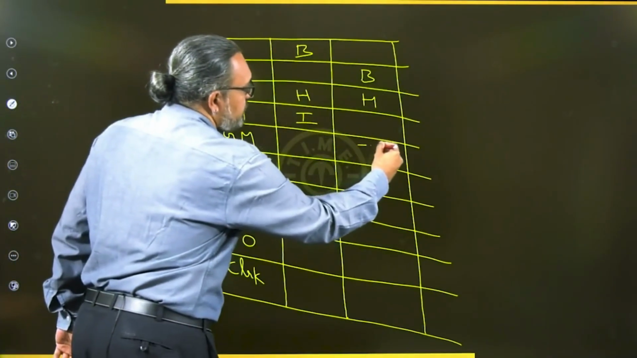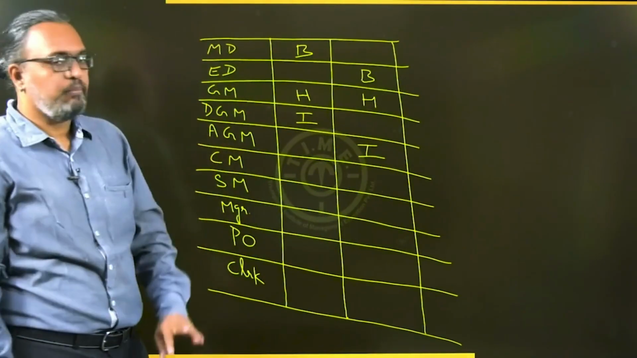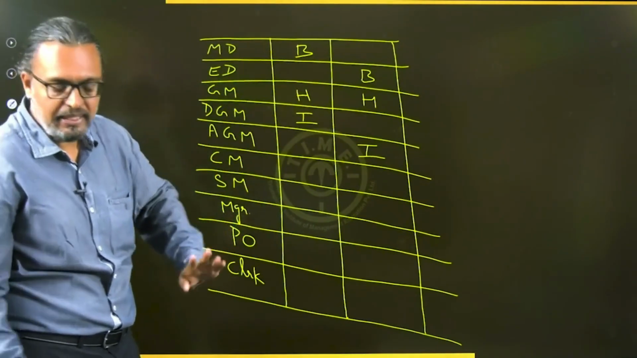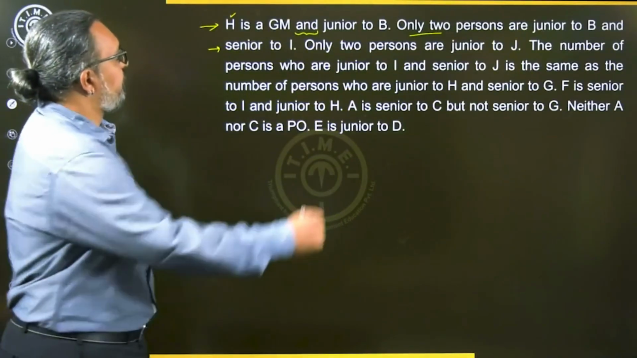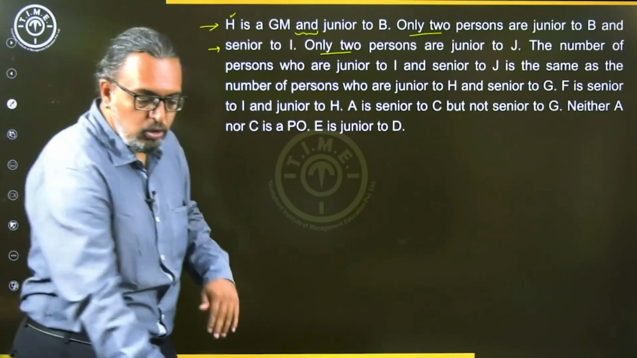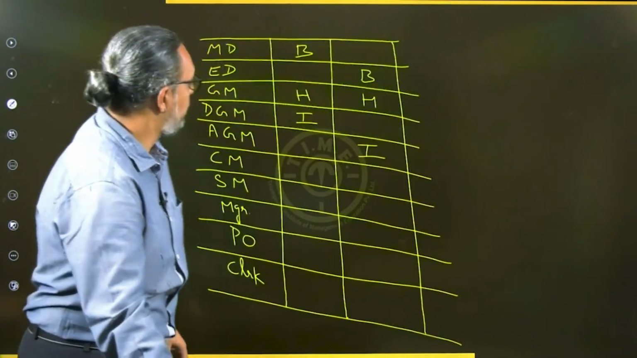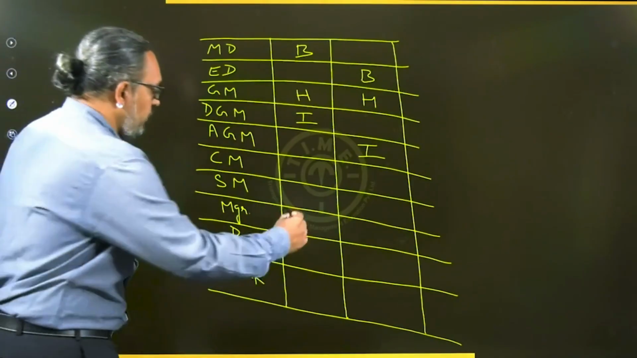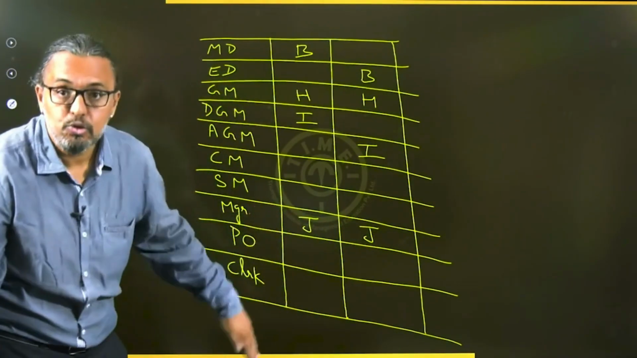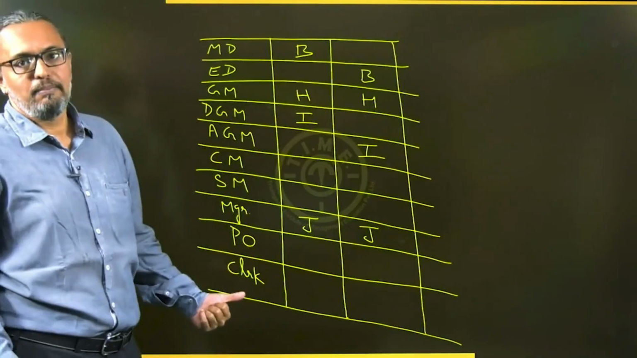And in the second case, we will have I as AGM because only two people are junior to B and senior to I. Correct? Then, only two persons are junior to J. So, below J, there should be only two people. That will give the position of J. Now, in both cases, I can fix J as manager such that only two people are junior to J.